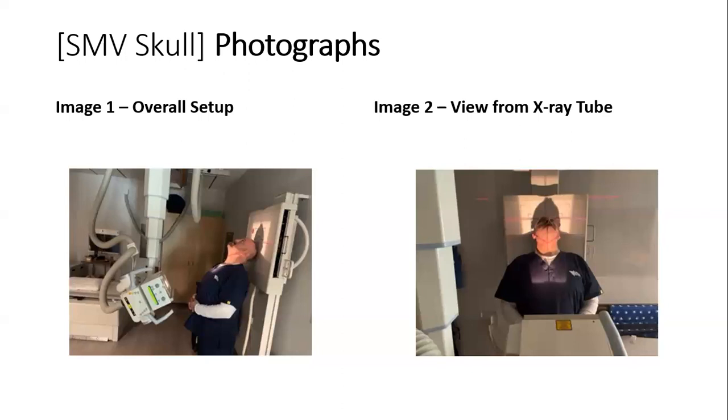The IR size for this examination is going to be 10 by 12. The IR orientation is portrait with a grid. The IR location is the table or wall bucky. The SID, 40 inches. The patient position, supine or upright.